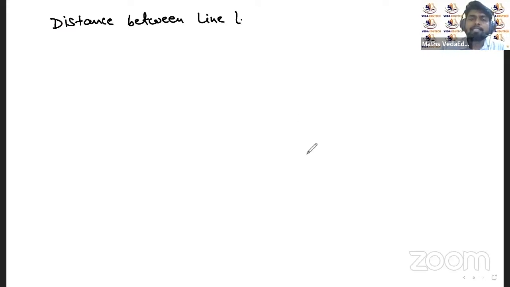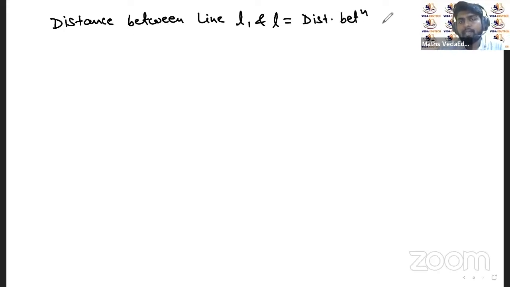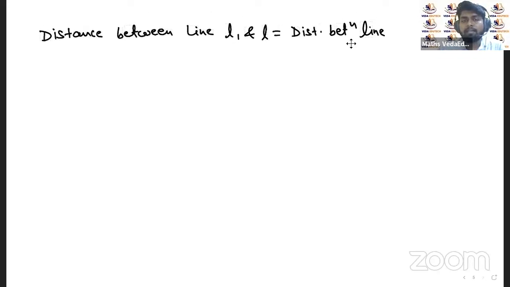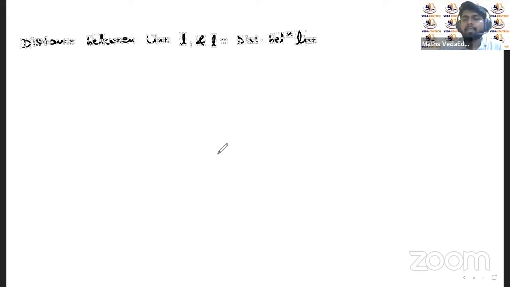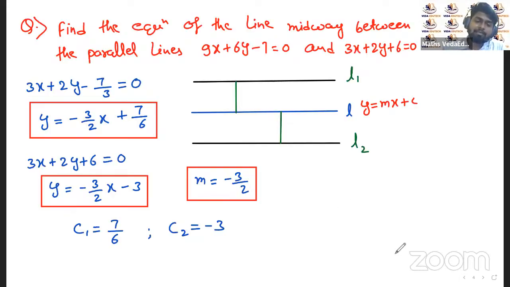line L1 and L is equal to the distance between line L2 and L. Now, the distance between two parallel lines is nothing but the difference of their constant terms, that is C2 minus C1.